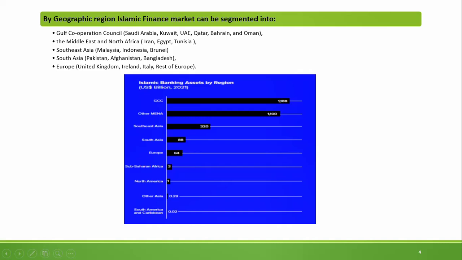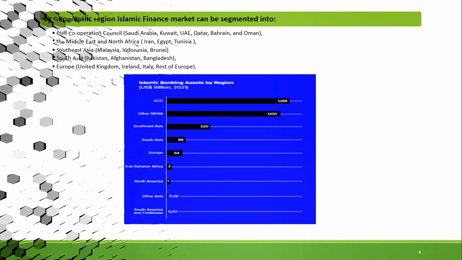The last is Europe, and this Islamic banking concept is also becoming popular in Europe as well. So, United Kingdom, Ireland, Italy, these are some of the countries where Islamic banking is being practiced, and the total worth of the Islamic banking assets in Europe is 64 billion US dollars.